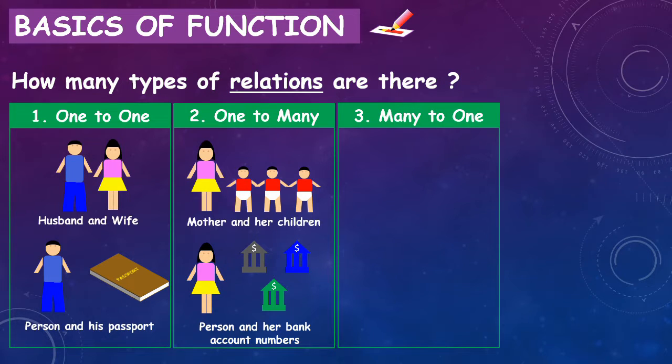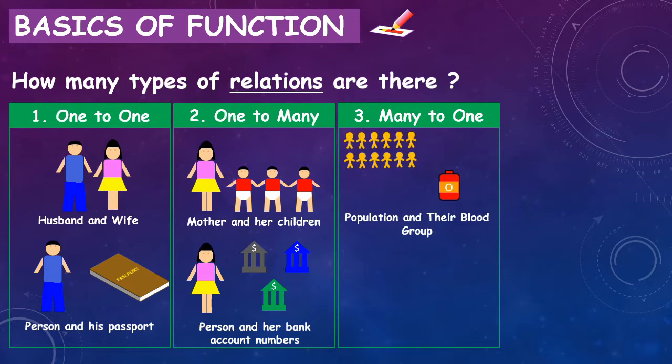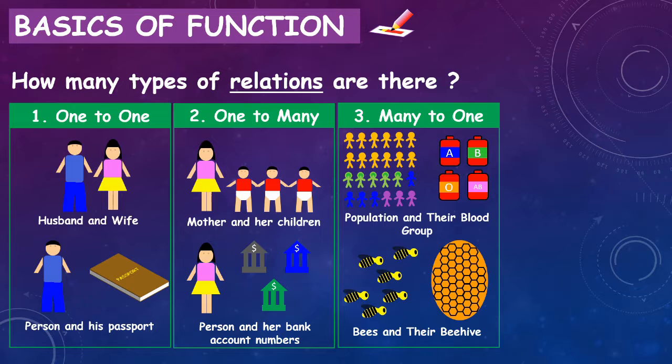The third relation is many to one. An example of this is the population and their blood group type. People cannot have more than one blood group type. Another example is bees and their beehive. Each of the bees belongs to a single beehive. The beehive can have many bees.